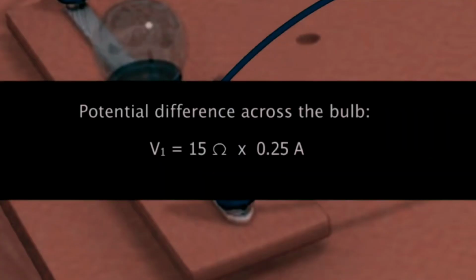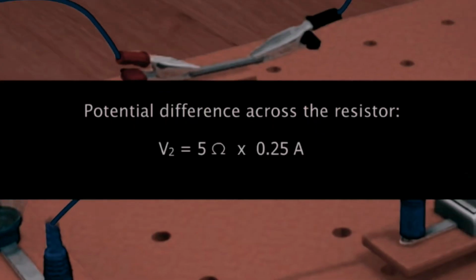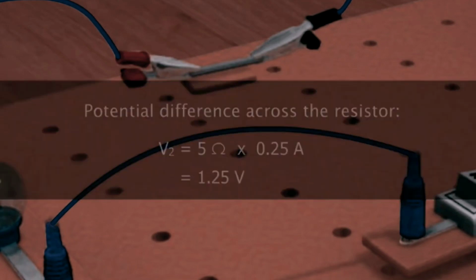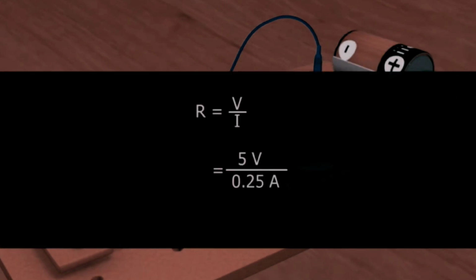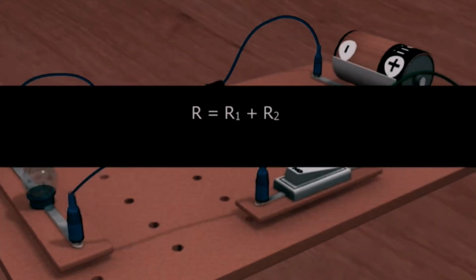Now, by applying Ohm's law, we can calculate the potential difference across the bulb as 3.75 volts. And the potential difference across the resistor is 1.25 volt. If we calculate the total resistance in this circuit by applying the formula R equals V divided by I, we get the total resistance as 20 ohm. This 20 ohms is also the sum of the resistance of the bulb and the conductor.